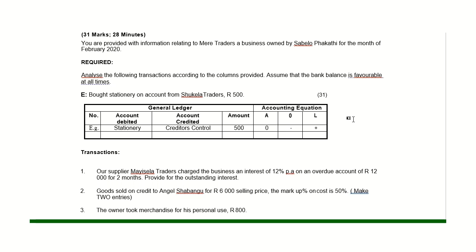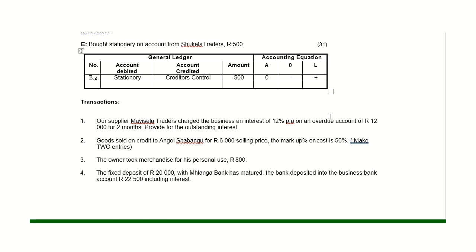We're going to look at another question for the accounting equation, and they are providing us some information, and you have to analyze it according to the table that they give us. Important thing, the bank balance is favorable. So if it's favorable, it means we've got money in the bank, it is an asset. Always look for that. If it is unfavorable, it means we haven't got money, we owe the bank money, then it's a liability. Then we must treat it as a liability. But in this case, it is favorable, so it's an asset.